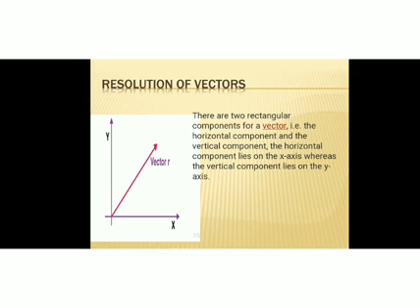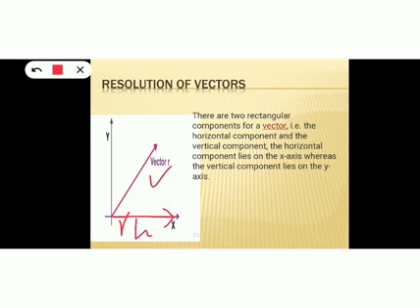Okay, so here consider a vector R. This is the vector R, and it is lying on the Cartesian xy plane. This vector has two components. One is the horizontal component and the other one is the vertical component. The horizontal component lies along the x-axis. So this will be the horizontal component of vector R.